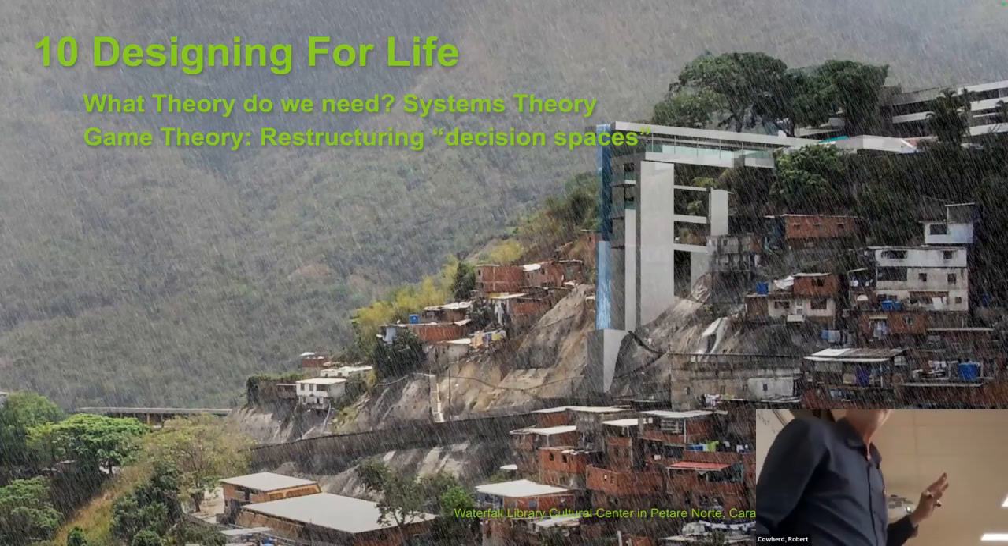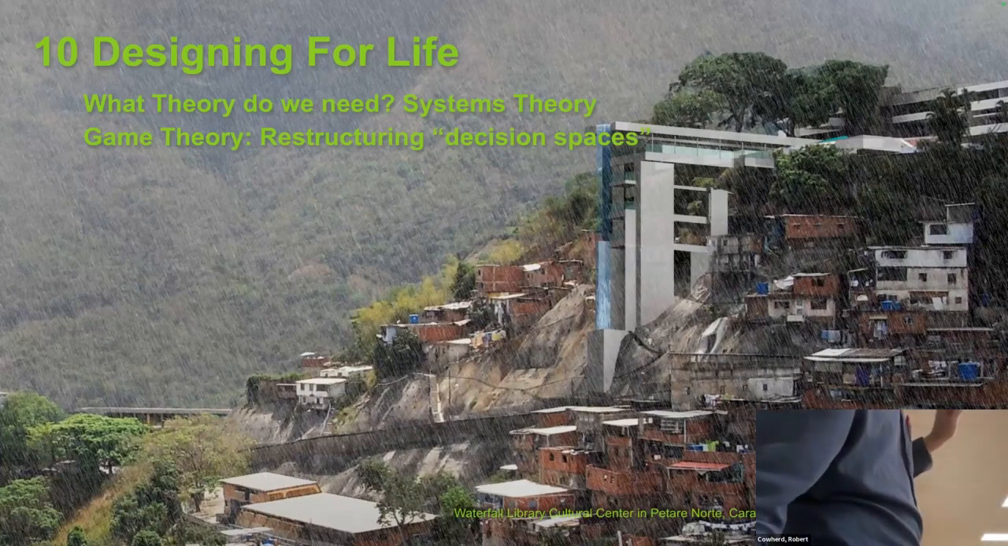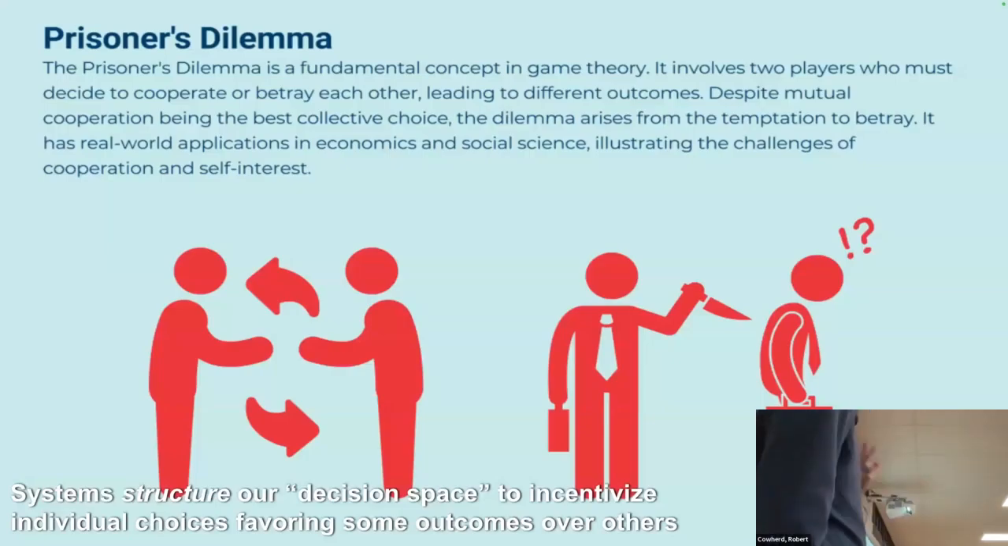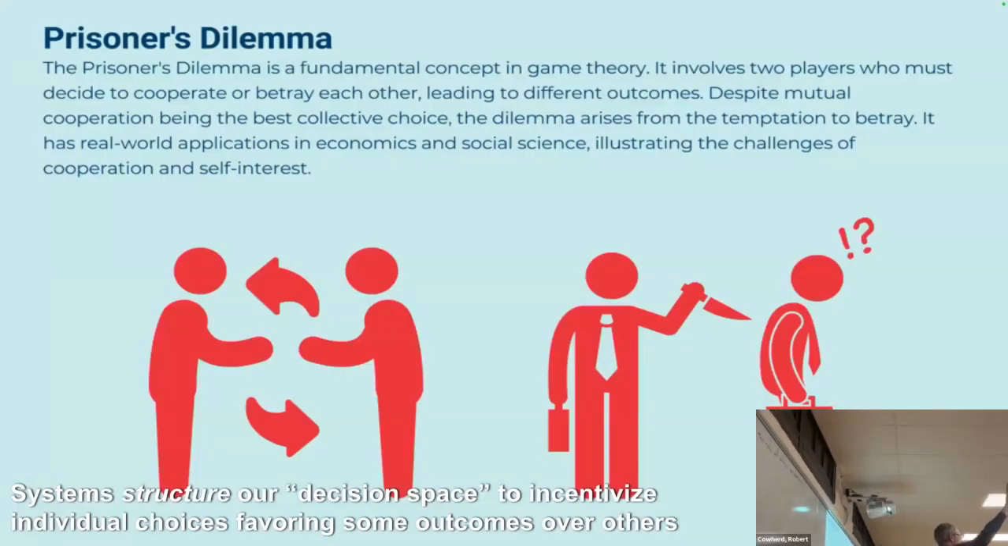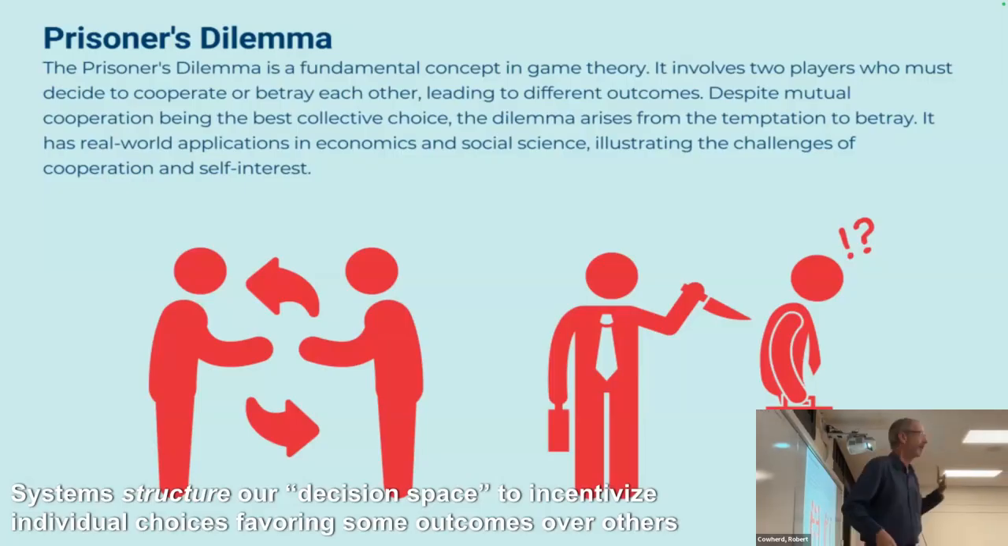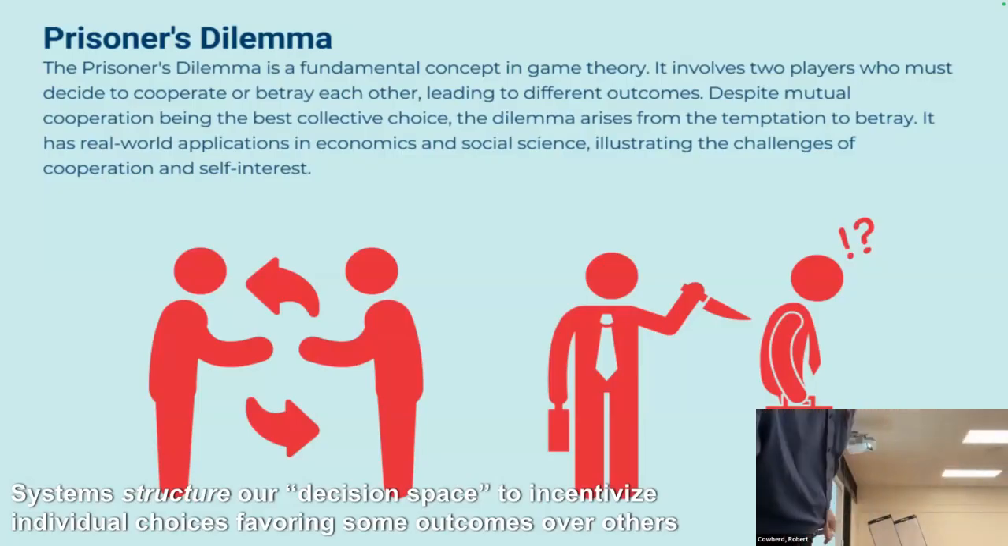And so here's an example of game theory. The clearest example of game theory is the prisoner's dilemma. Who's heard of the prisoner's dilemma? Did we talk about it last week? No. Okay. It goes something like this. Two players are, well, I think we have a video that does a better job of explaining it than I do.